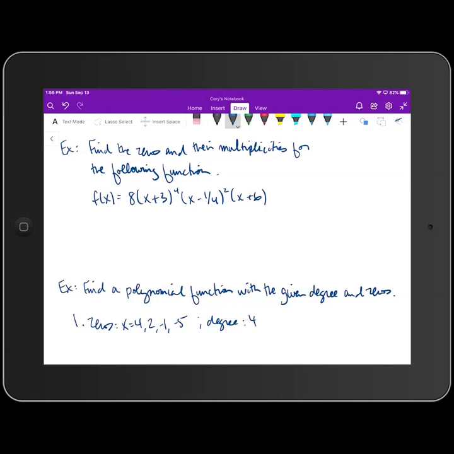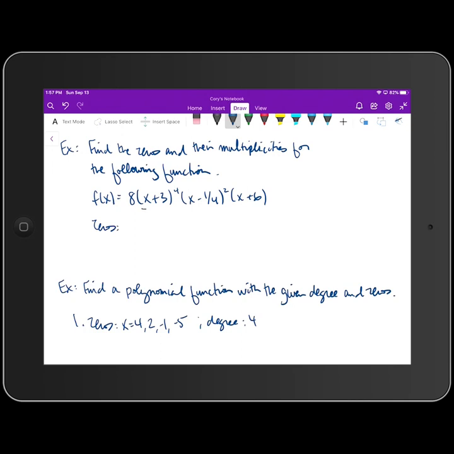Okay, so we're going to do a few examples involving zeros and multiplicity. The directions for the first one ask us to find the zeros and their multiplicities for the following function. We're given the function f of x equal to 8 times the quantity x plus 3 to the fourth power times x minus 1/4 squared times x plus 6. Okay, so we want to identify the zeros.